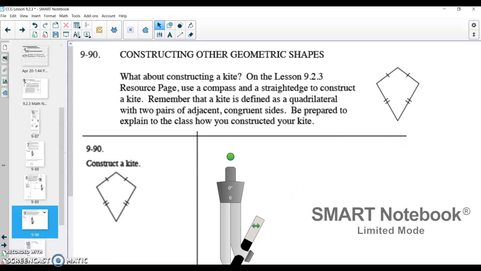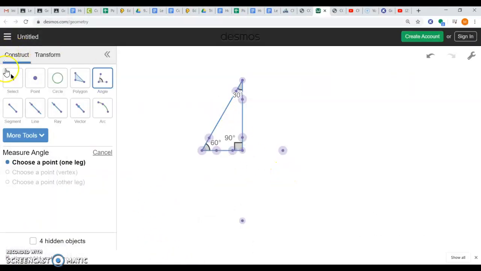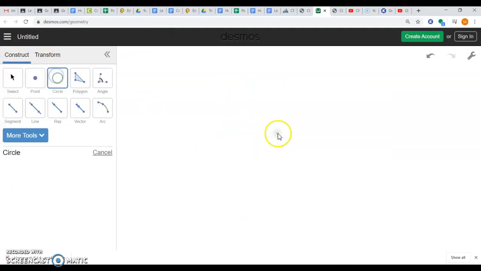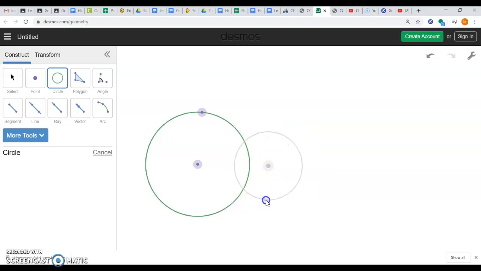All right, because the resource page just says construct a kite, it's very vague. If I bring up the e-tool, what I can do here is choose a circle. I'm going to choose 2 different size circles. There's a circle this big, and I'm going to choose a circle that's a little bit smaller, maybe this big. But I do want them to intersect each other.